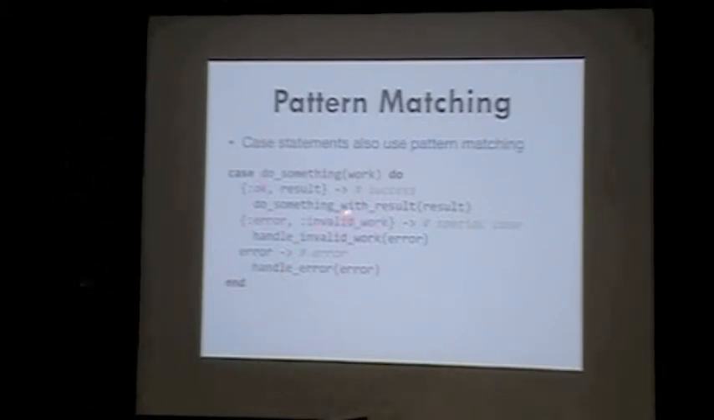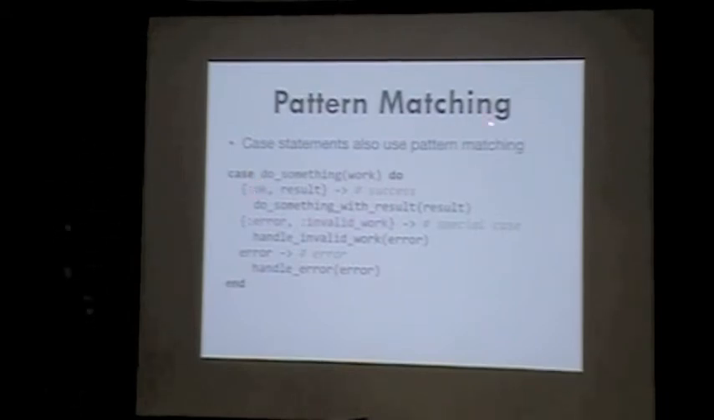So case statements also use pattern matching. I haven't really shown you what a case statement is, but basically you have a case keyword and then an expression, which in this case is the do_something function being passed some work to do. Inside the body, between the do and the end, are all the cases. The first case is that the value returned from this expression matches the pattern {:ok, result}, a tuple containing the atom ok and something bound to the variable result. If that matches, maybe we want to do something with the result, so we pass it off to this other function here.